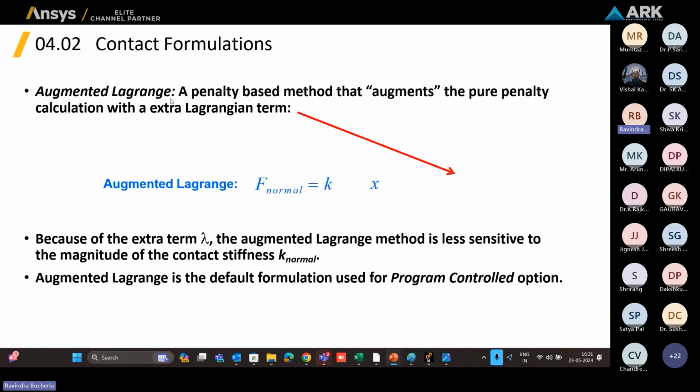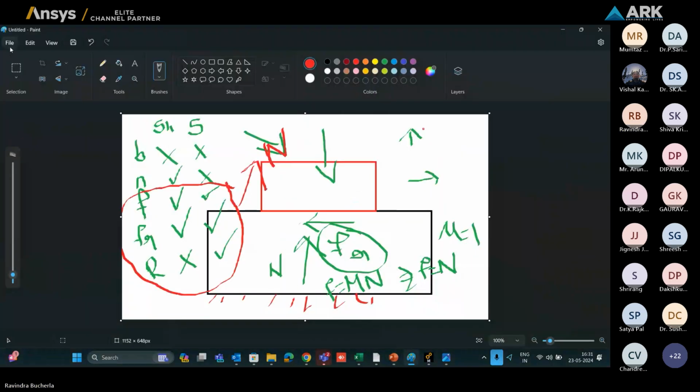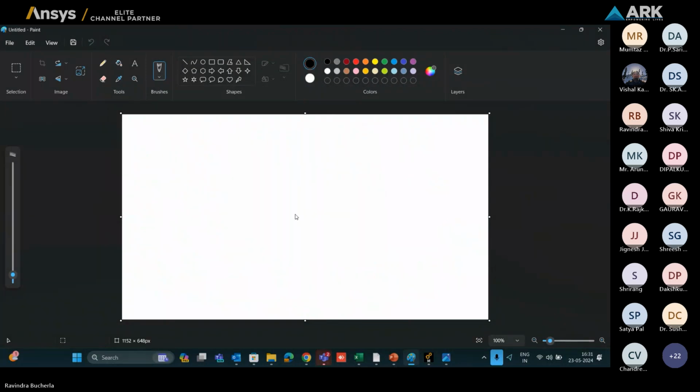This is augmented Lagrangian. Here there will be one extra term, additional to F equal to k into x. This is not the force that we applied, and this is not the deformation that we are getting. This is the penetration, and this is the force reaction.